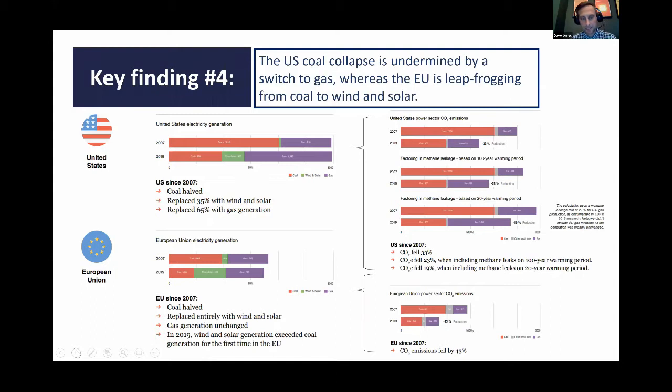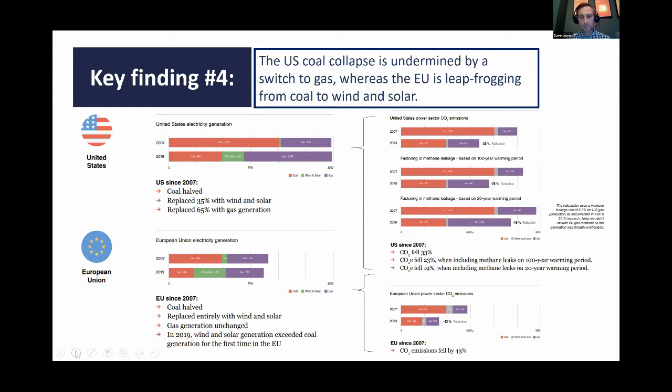You then look at the bars below that for the EU, and you can see that coal generation has also halved since 2007, but there's been a one-for-one replacement of coal with wind and solar. Gas generation, as I said, is unchanged. It's actually fallen slightly over that period. And in fact, in 2019, wind and solar generation in the EU was bigger than coal generation for the first time, which is a huge achievement for phasing out coal in Europe.